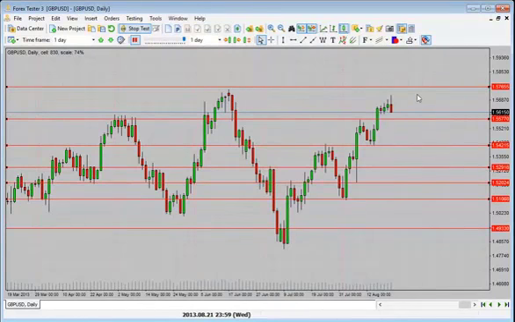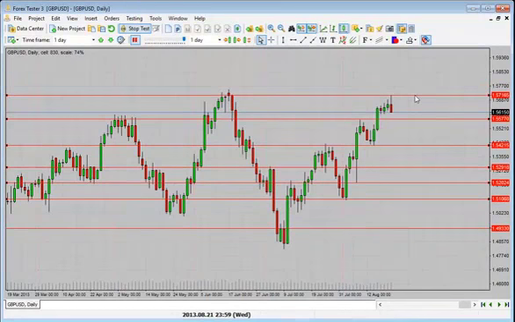Okay, so price goes up higher, doesn't quite make it to the high, to the very tippy top, goes into the high of this candle, and then closes like that. So where do we expect the price to go from here?